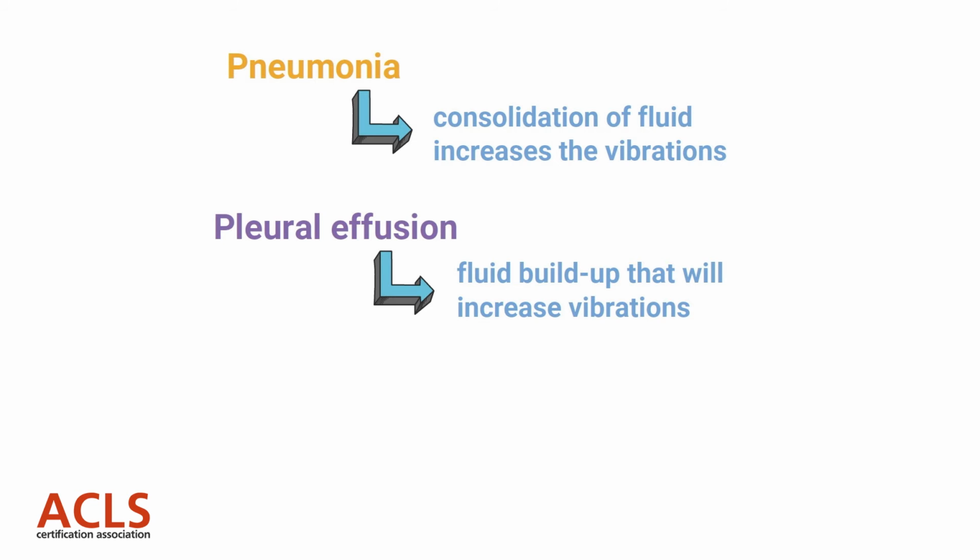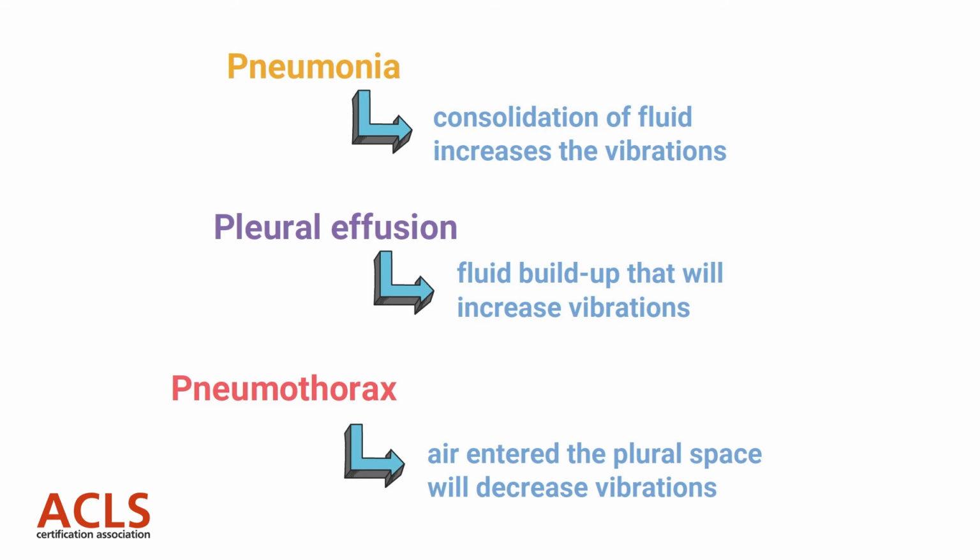Things that are going to decrease the vibration are air. So pneumothorax or anything like that where there's air that has entered the pleural space is going to decrease vibration, because air is not a good transmitter of vibration. So that is tactile fremitus.